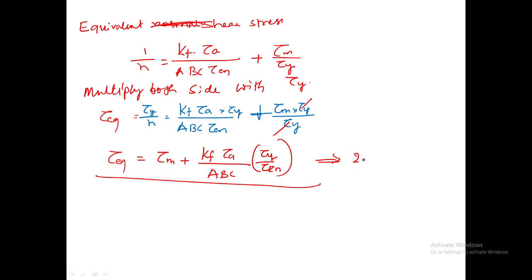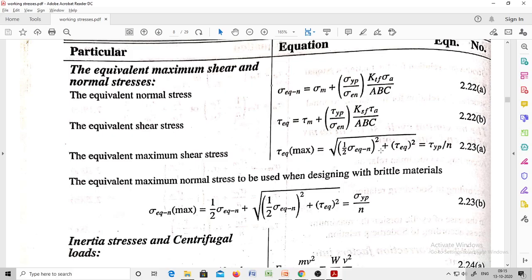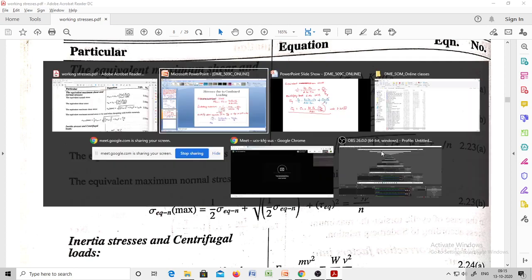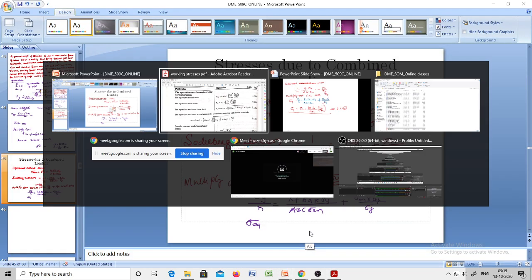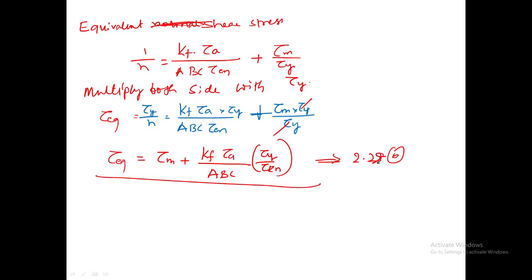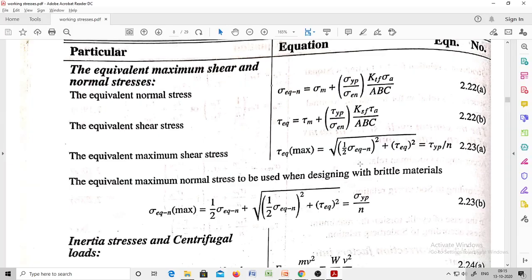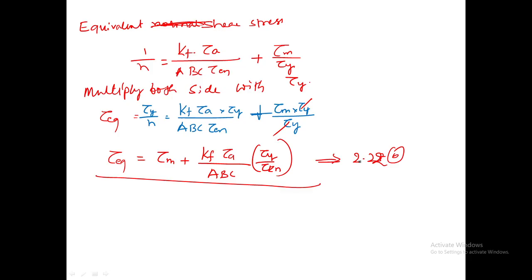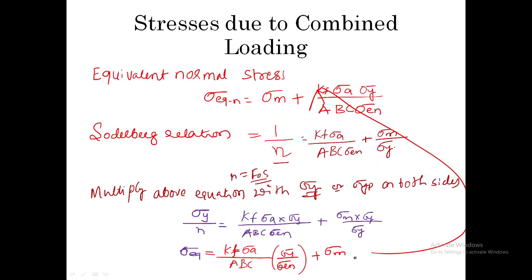I think this is equation number 2.23b. We'll check it. Equation number 2.22b, right? Equation number 2.22b. Earlier one, equation number 2.22a. So now this equation is 2.22a, right? Now, how to get the dimensions or how to calculate the maximum shear stress?